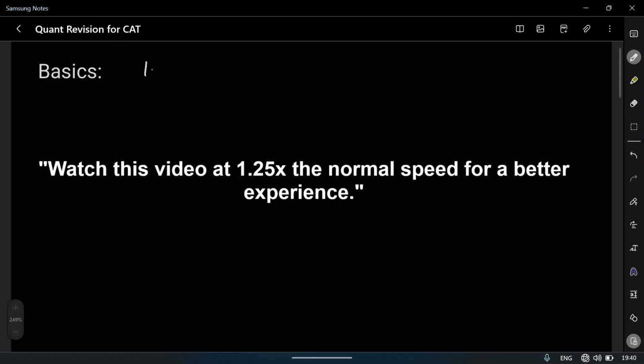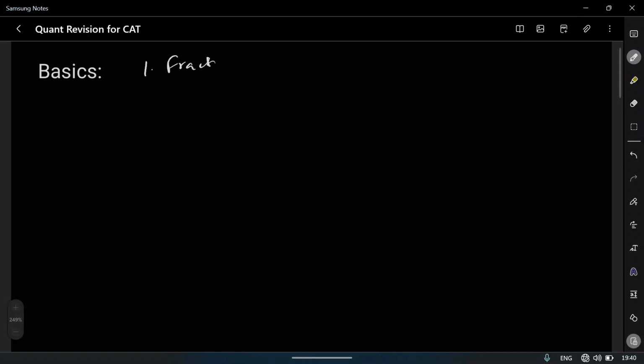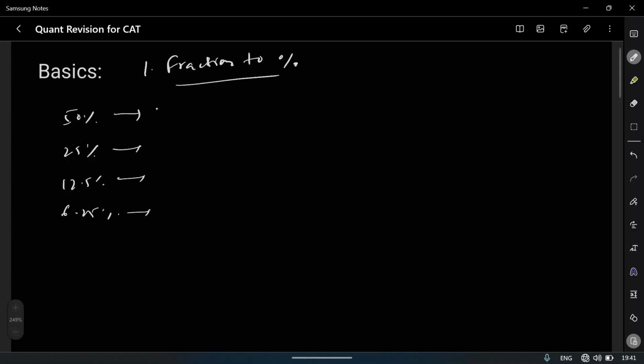The first thing is fraction to percentage conversion. So I'm going to discuss some of the fractions which are frequently visible in CAT. 50%, 25%, 12.5%, 6.25%. 50% means 1 by 2, 25% means 1 by 4, 12.5% is 1 by 8, 6.25% is 1 by 16.